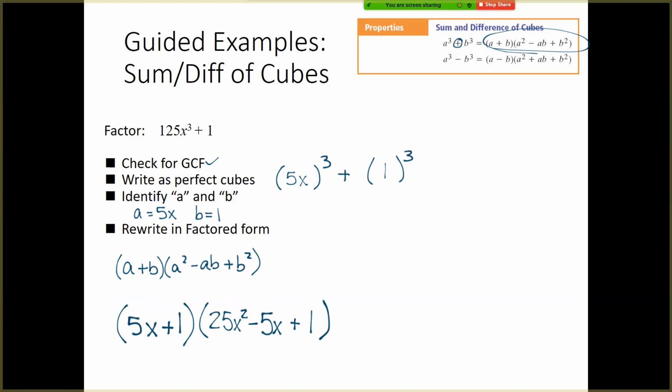So hopefully in your first set of parentheses, you have 5x plus 1. Your second set, the more tricky side, you should have taken 5x times 5x to get 25x squared. For the middle term, a times b, so 5x, the minus sign came from the formula. And then your last term, 1 squared is just 1. So that right there is your final answer. Questions on how to use this formula? Not going to do it very often, promise.